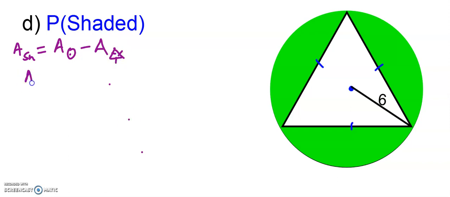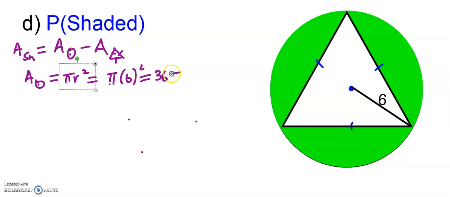So I've got to find the area of the circle first, which is pi r squared. And you can see from the picture that the radius in this circle is 6, so it'll be 6 squared. So the area of that circle is 36 pi. Now that was the easy part. Now let's take a look at this equilateral triangle.